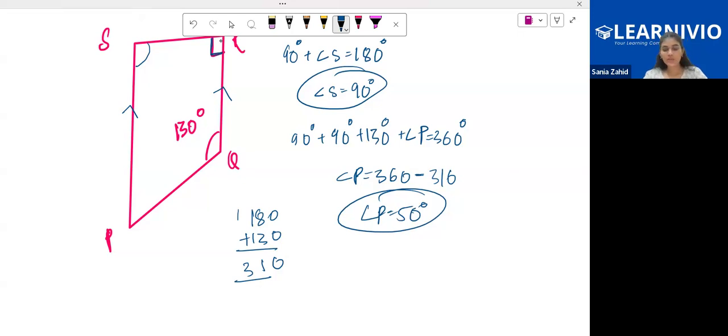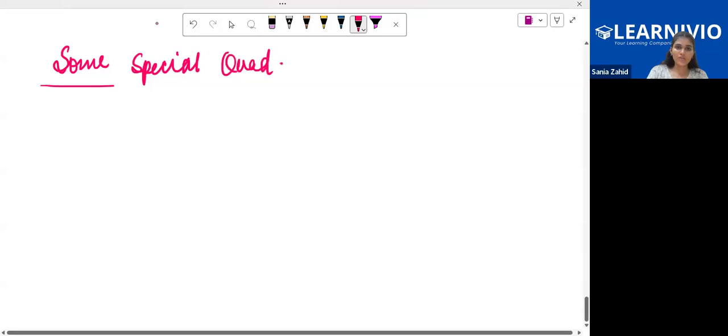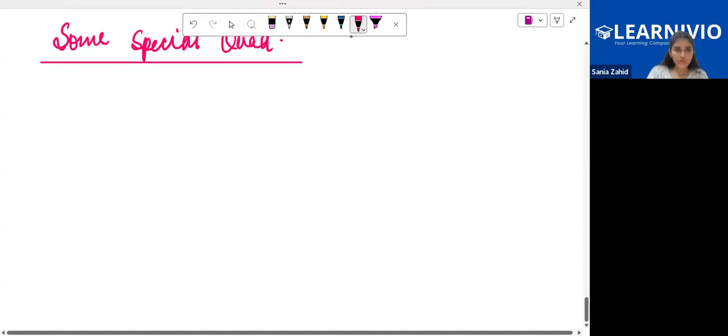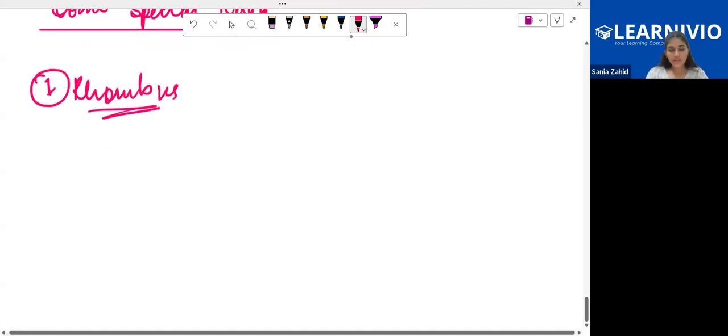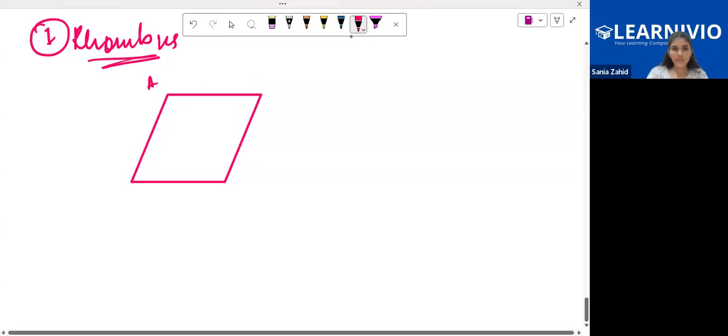Now we have the next topic, which is some special quadrilaterals. Okay, so in some special quadrilaterals, first of all, you have a rhombus. So what are the properties of a rhombus? If this is A, B, C, D, tell me what are the properties of a rhombus? Diagonals are perpendicular to each other.